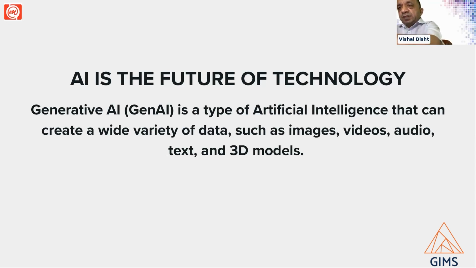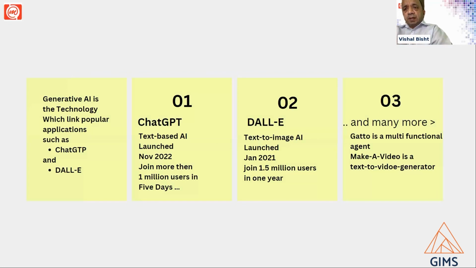Next slide, please. In the next slide, we see that generative AI is the technology behind popular applications like ChatGPT and, as I already told you, DALL-E. With DALL-E, we can produce different kinds of images and creative art. How we are using generative AI tools, we will talk about later.